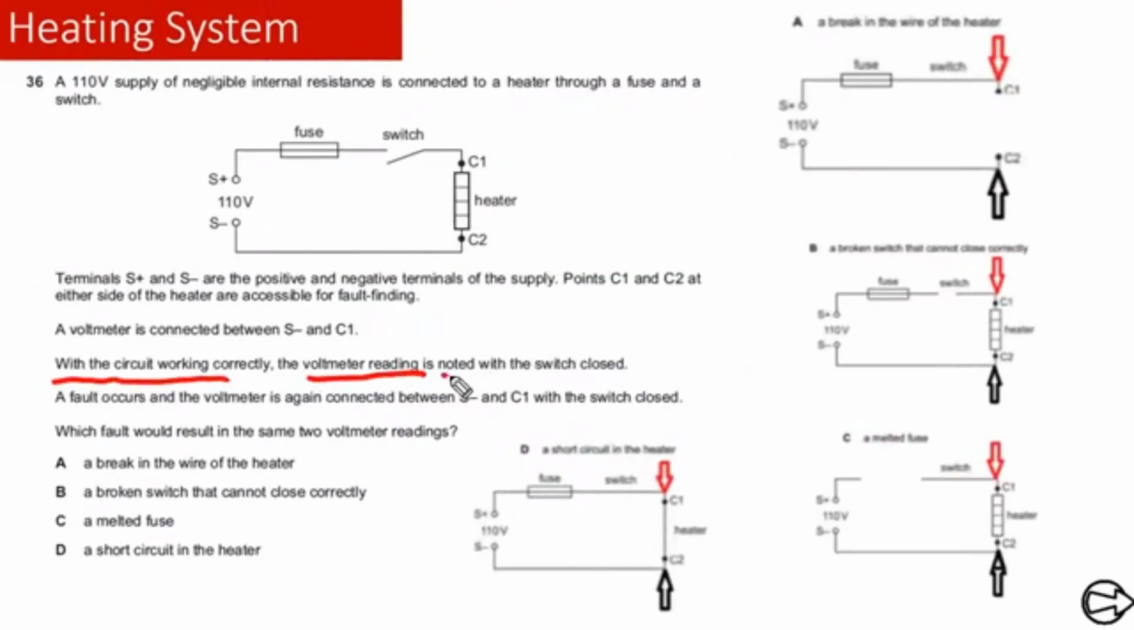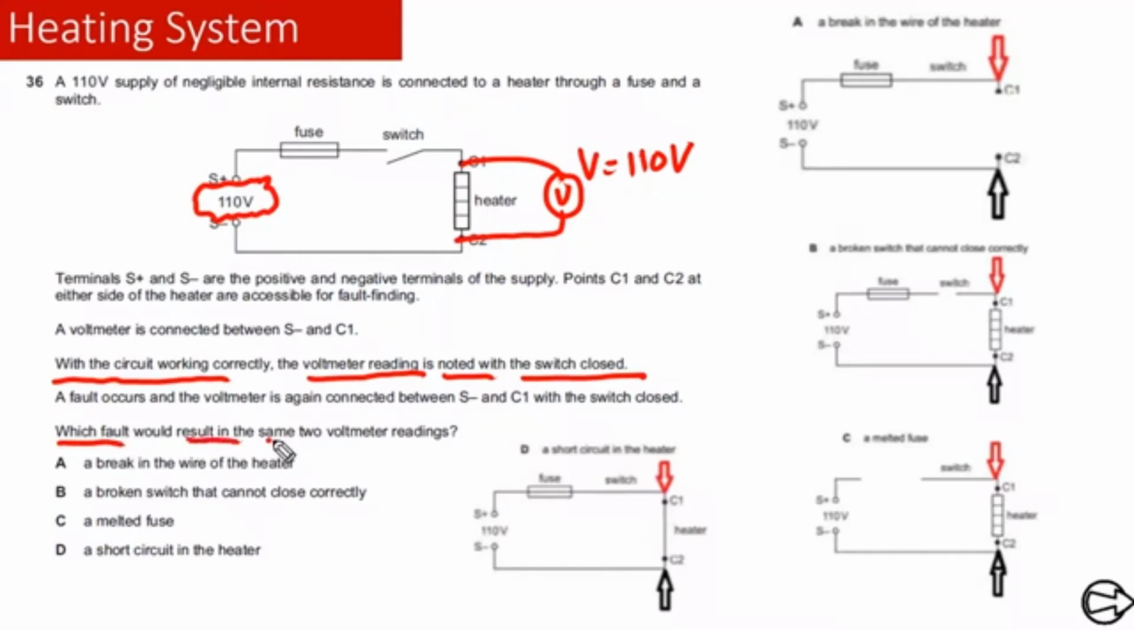It is given to us that with the circuit working correctly, the voltmeter reading is noted with the switch closed. Our voltmeter is connected here between C1 and C2. We recorded the reading and that reading will be equal to 110 volts. This is equal to the EMF of the power supply. Now the question is asking us which fault would result in the same 2 voltmeter readings. It simply means that when there is a fault in the circuit, again we will see the reading, the potential difference across C1 and C2, that is equal to 110 volts.